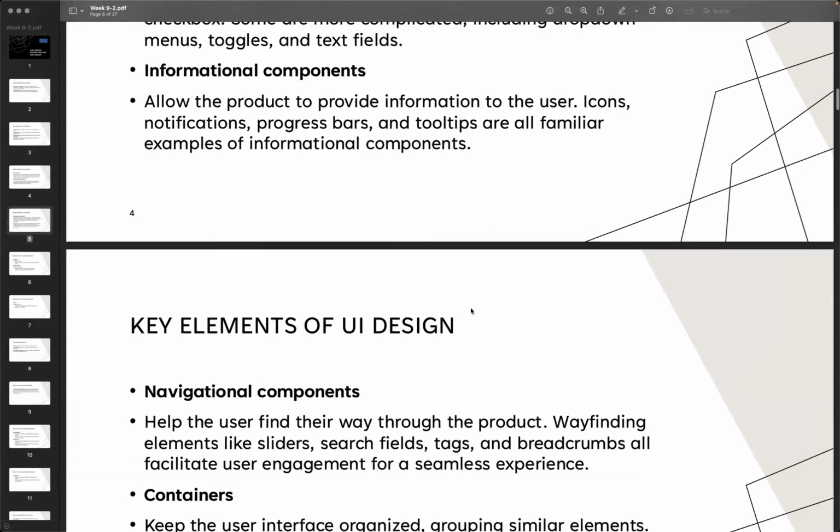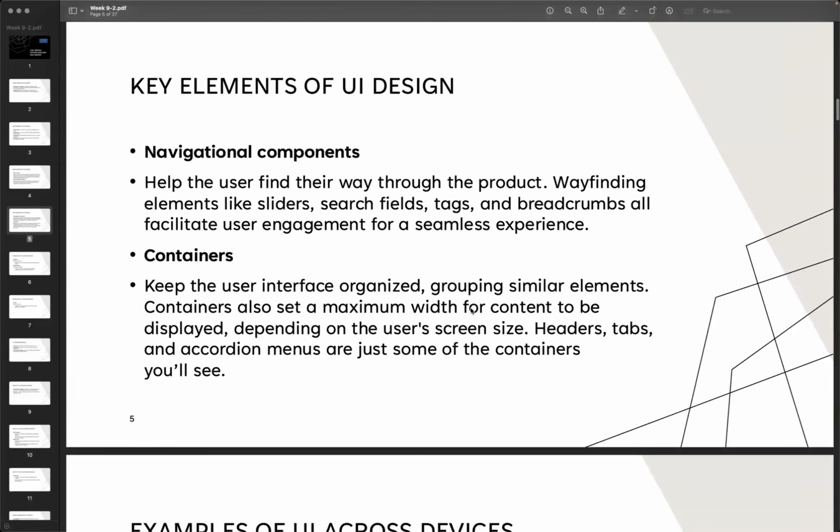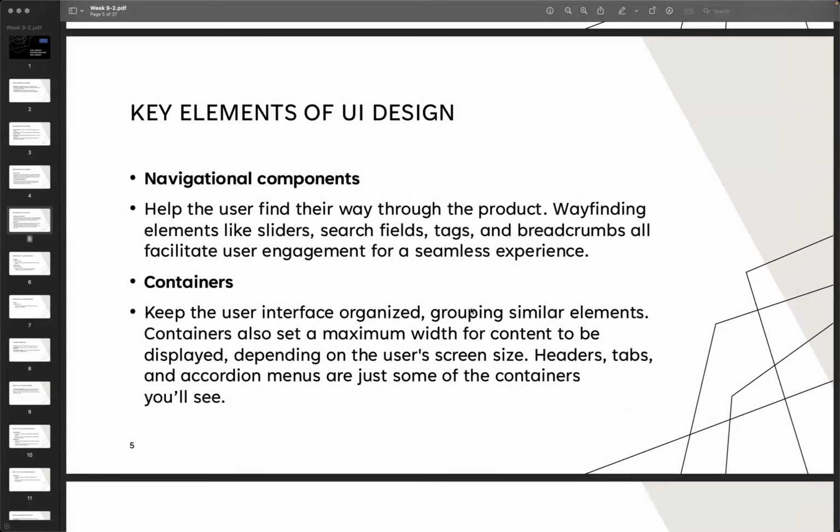And then the navigational components. It is important because it helps the user know, like if we are selling products, or they go from page to page. Sometimes they lose their actual location, so we need to have navigation to help them. We call them wayfinding elements, like a slider, search field, text, or breadcrumbs, all of which facilitate user engagement.